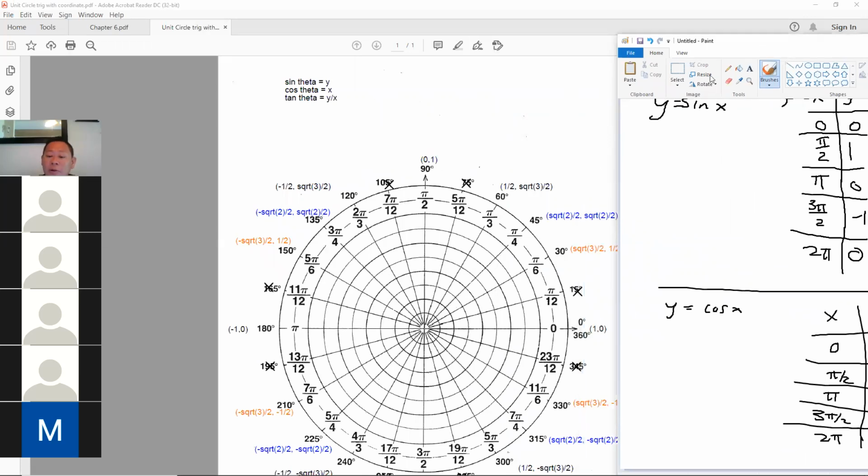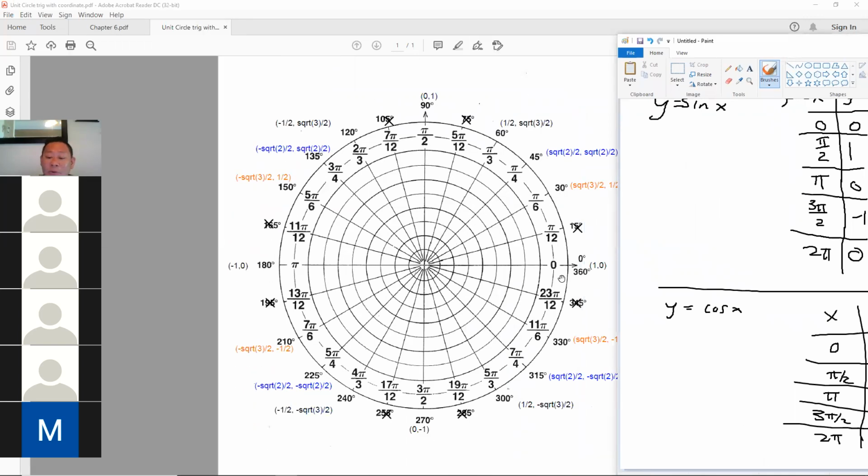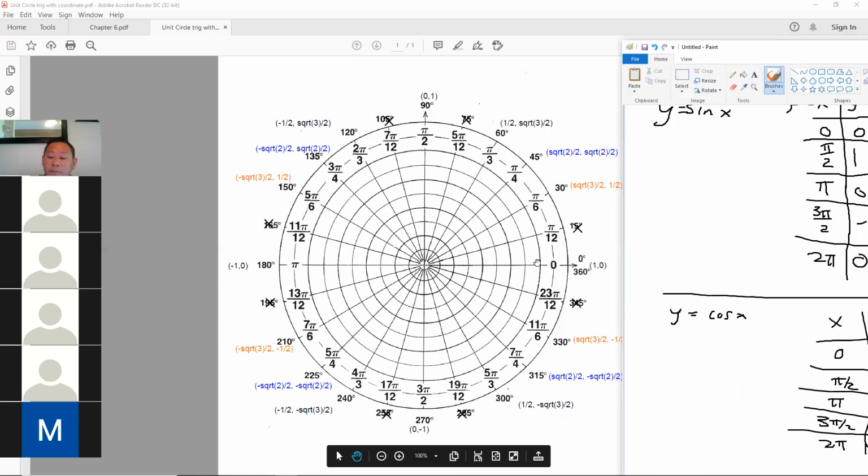The x value. So if you look at the unit circle here, what is the cosine of 0? It'll be 1, the x value. For pi over 2, what is cosine pi over 2 for the x value? It'll be 0. Cosine pi will be -1. 3 pi over 2 is 0. Don't forget it's the x value, not the y. And lastly, 2 pi is 1 again.